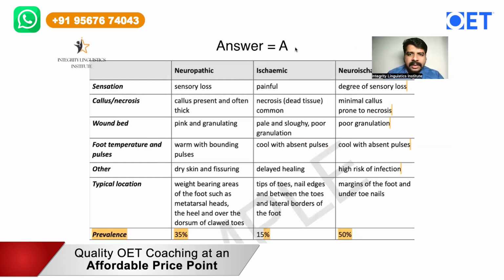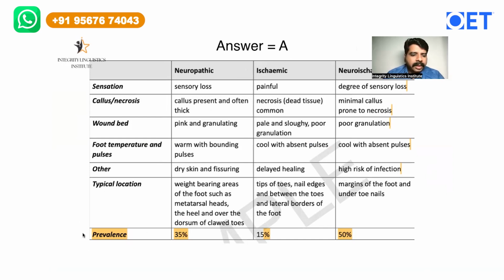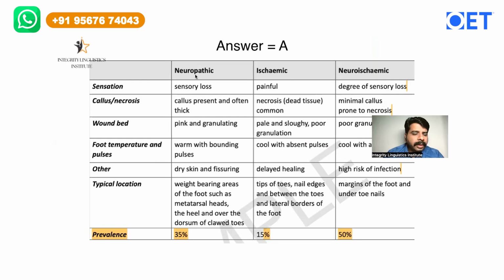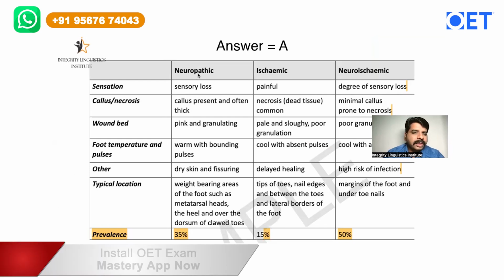So now let's detect the answer. And the answer is A. Okay, text A. So let's understand why it is text A. If you look over here, they have written prevalence. Prevalence means among the human population, how much it is present. So these are the different types of diabetic foot ulcers. The first kind is neuropathic diabetic foot ulcer, the second kind is ischemic diabetic foot ulcer, and the third one is neuroischemic diabetic foot ulcer.